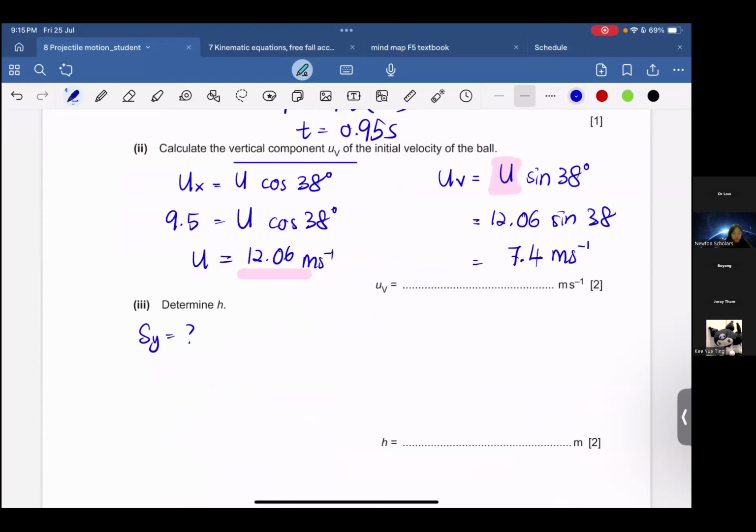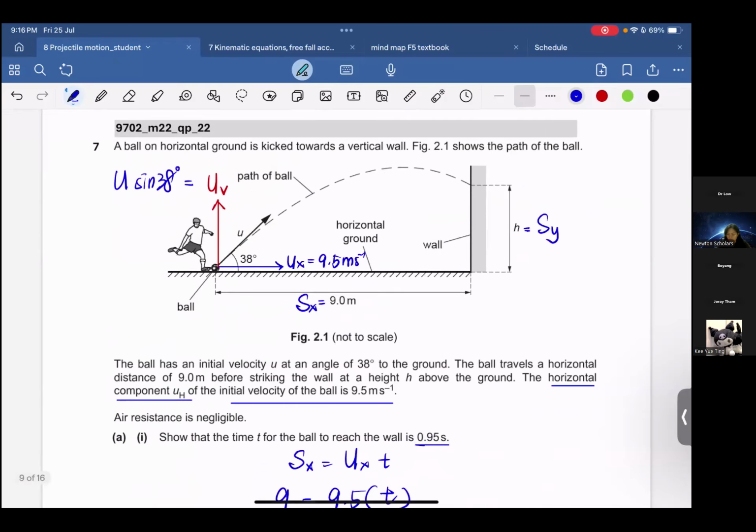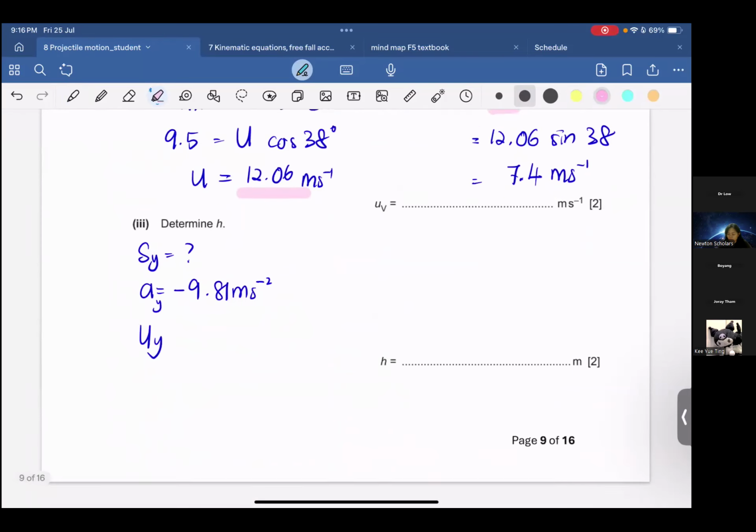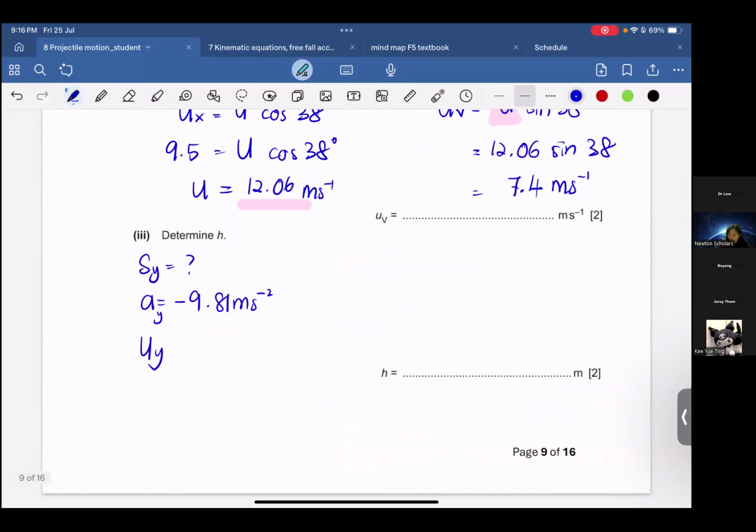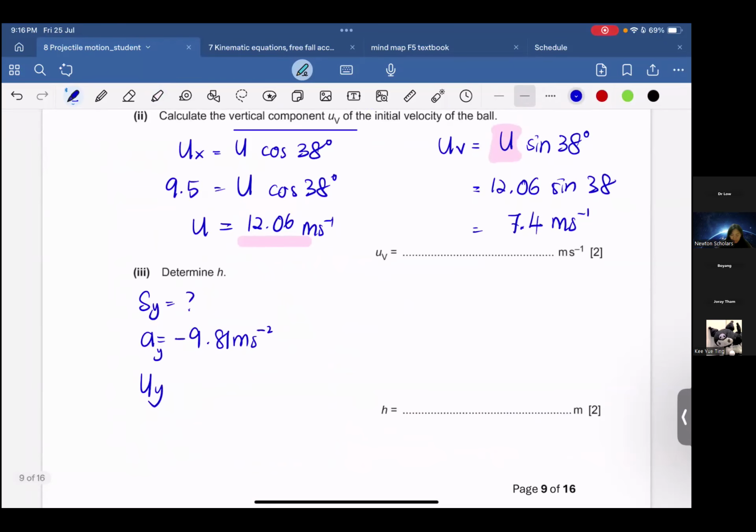We don't know. But I know that the object is projected upward, so my A is negative 9.81 meter per second squared. Your UY, now I'm talking about vertical, because H here is vertical. So now I'm talking all about the vertical information. UY we already counted, which is 7.4. Time we already know is 0.95 seconds. This one is from question A.